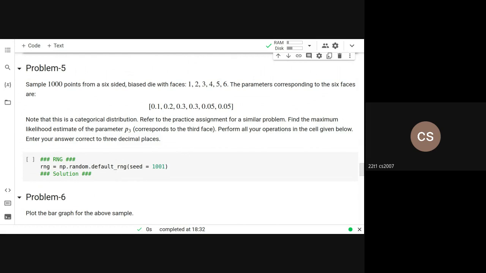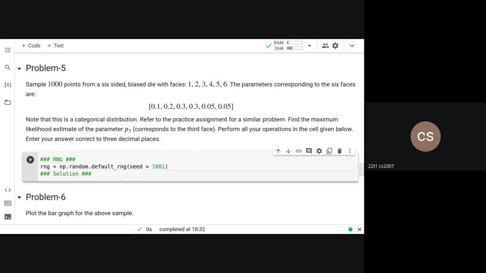So now what we are expected to do is a slightly different question. We need to sample 1000 points from a biased die. So this is like we have to roll a die 1000 times and see what values we get. But because the die is biased, the probability of each face is not going to be 1 by 6. It's going to be these values given here. Okay, so how will you do that?